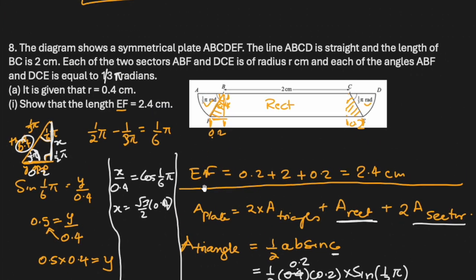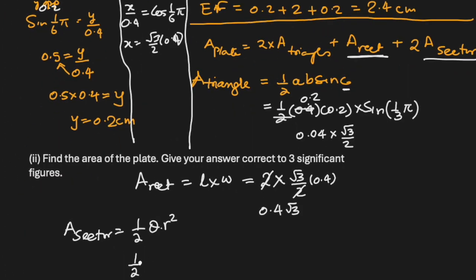Yes, 1 over 3 pi they have given. So 1 over 3 pi, and radius is 0.4 square. So that comes out to be 0.16 pi over 6. Okay. Finally, total area.